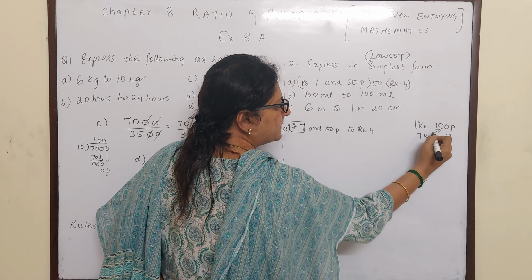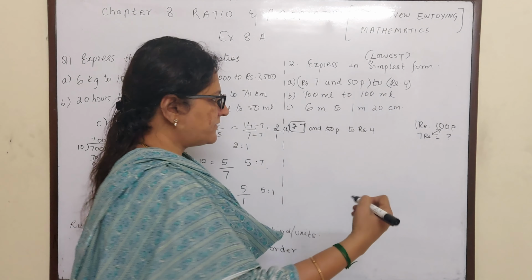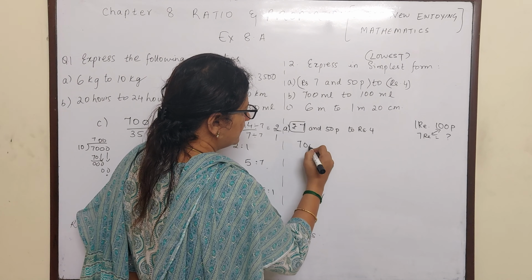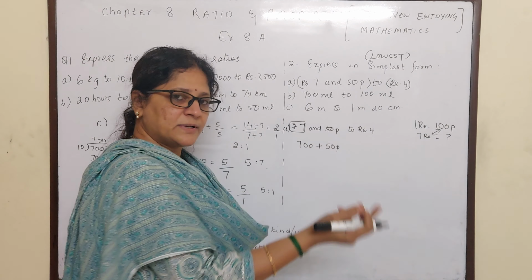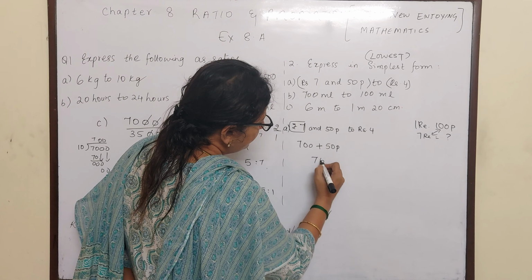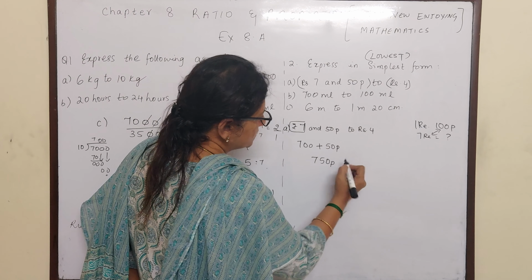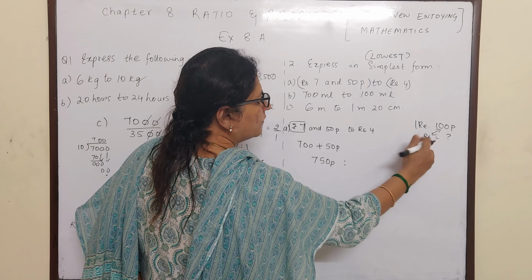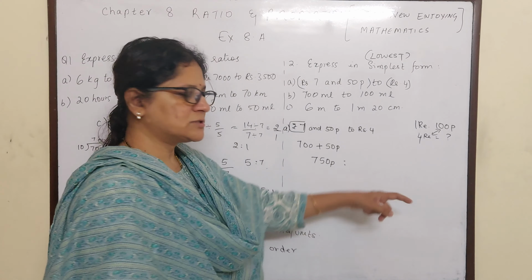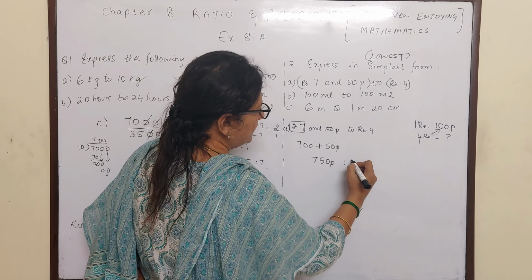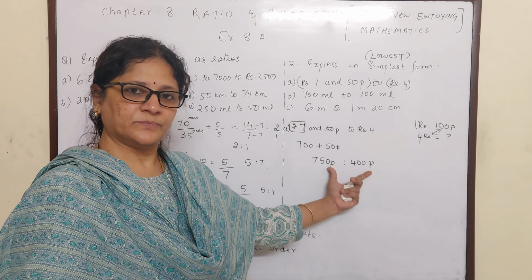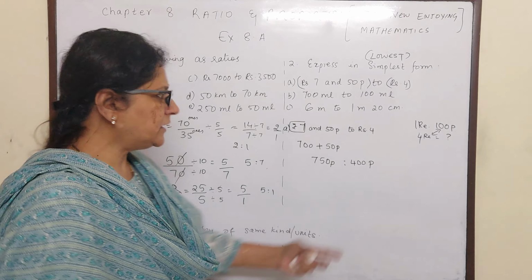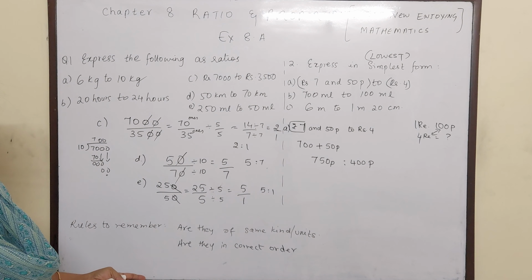Yeah, cross multiply, 7 into 100, 700. So this is 700 plus 50 paise. So 700 plus 50 paise is 750 paise to. Now rupees 4. If you now write here 1 rupee is 100 paise, so 4 rupees will be 400 paise. Now we have got the same unit. Once you have got the same unit, you can proceed with the sum in the same way.